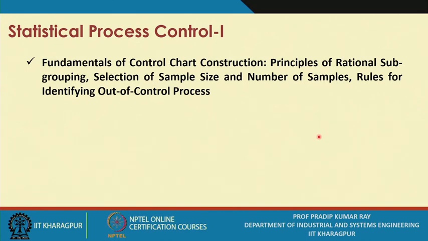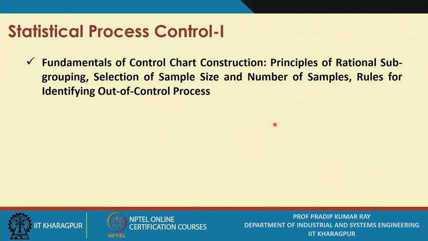So in this lecture session, I am going to discuss, under statistical process control, some of the important issues like the fundamentals of control chart construction, the principles of rational subgrouping, selection of the sample size and number of samples, rules for identifying out of control process, plus I also want to introduce the concept of control charting for the attributes data.